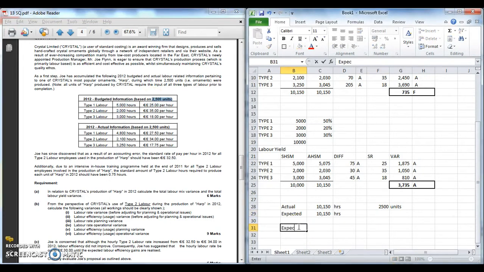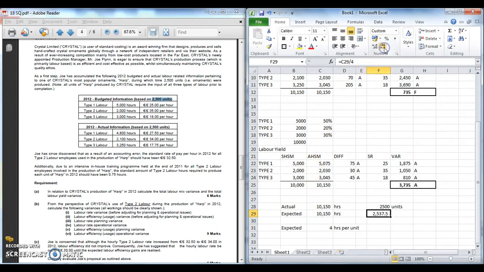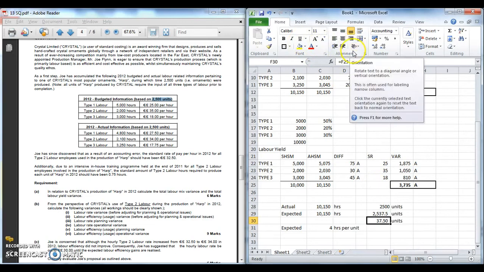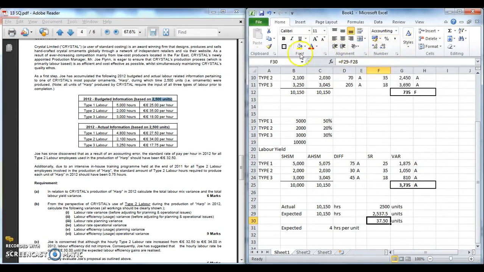Therefore, expected 4 hours per unit. Therefore, 10,150 hours should have given us, divide by 4, 2,537.5 units. Therefore, overall, based on what we put in, i.e. 10,150 hours, we had a shortfall of 37.5 units. So we had a shortfall of 37.5 units between what we put in and what we thought we were going to get out. And that's the total method there.